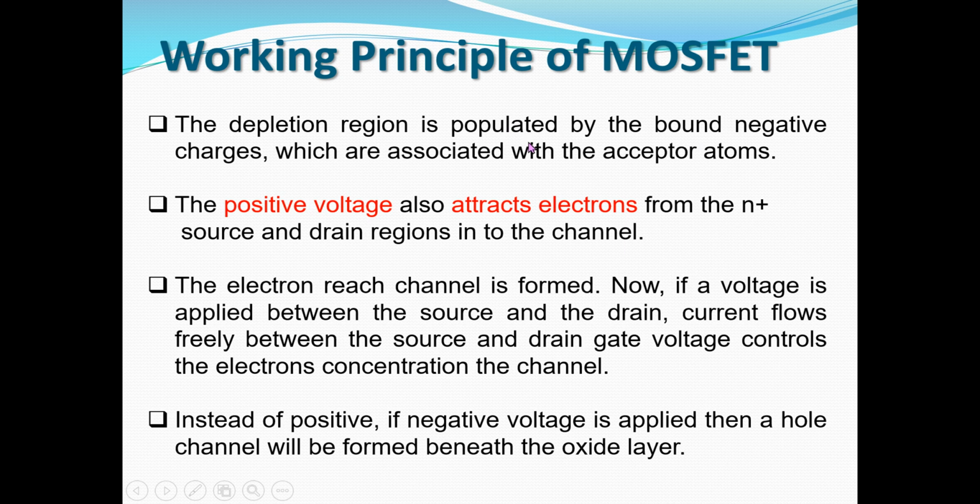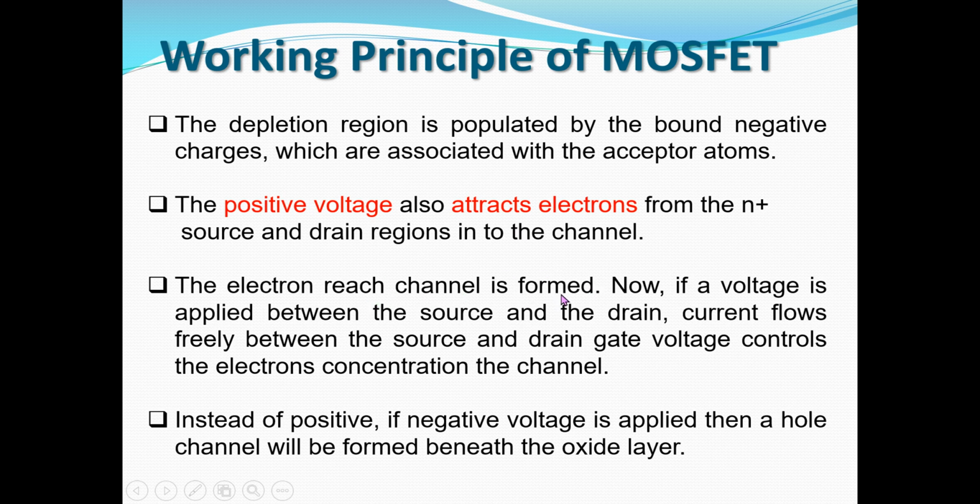The repulsion takes place between the two similar kinds of charges, that's the positive voltage and the holes, and attraction takes place between the unlike charges, that's the positive voltage and the electrons. Because of that, the depletion layer region becomes populated. The positive voltage also attracts the electrons from the N plus source and drain regions into the channel. The electrons reach the channel, and whenever the electrons reach, the channel has been formed.